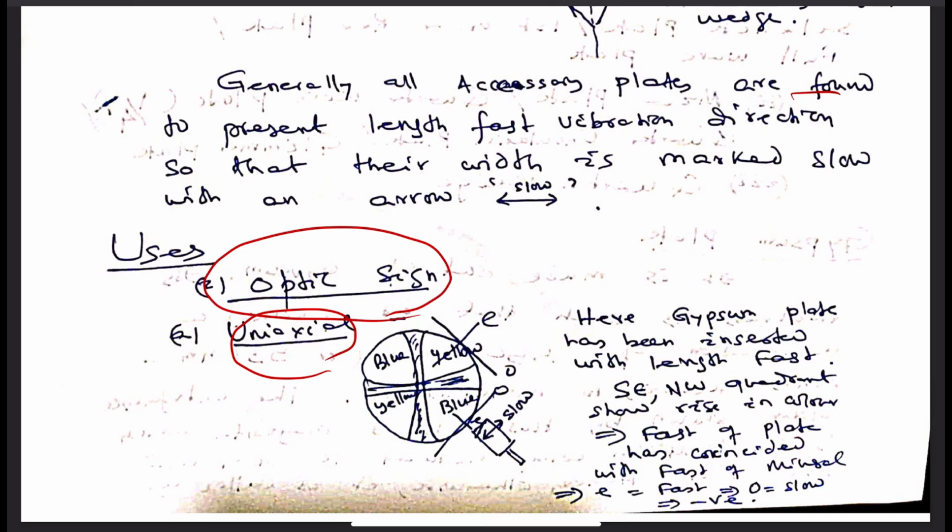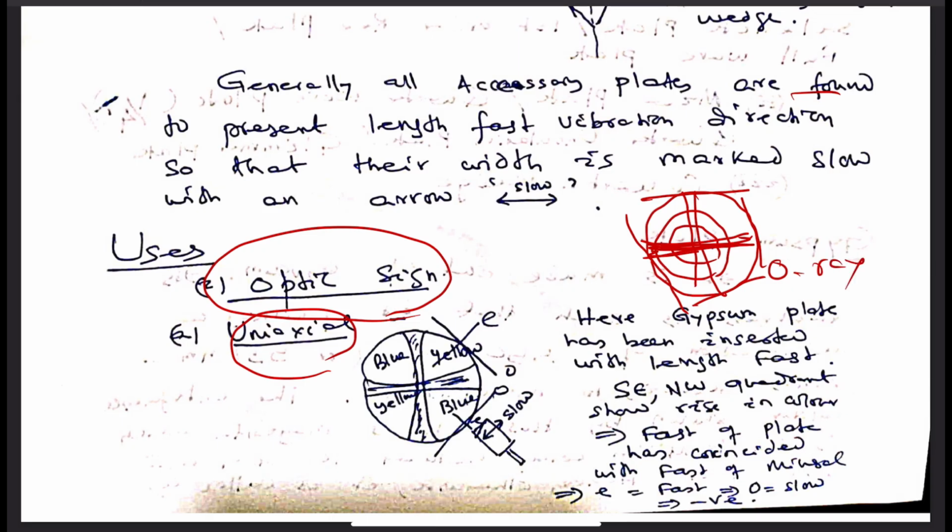In the case of the basal section interference figure, what happens? There is a black cross which is called an isogyre, and around it the colored rings are there. And anywhere we draw a tangent to these circles, that will indicate the O ray vibration direction. And radial lines indicate the E ray vibration direction. So this we have to remember.